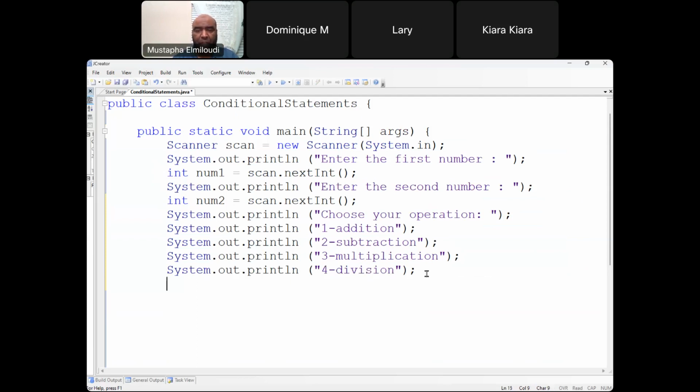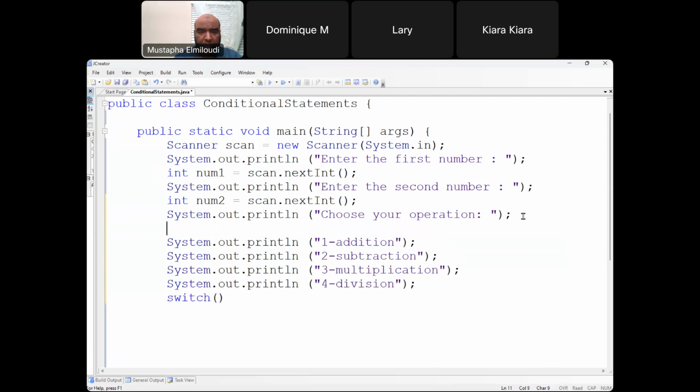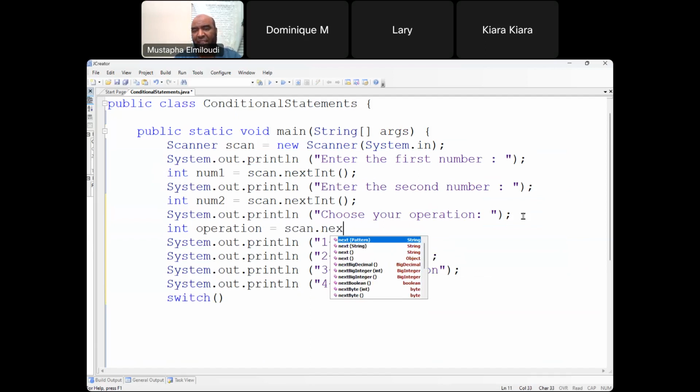Okay, now I'm going to use something called switch. You see it's in blue. Everything that is blue is a keyword, a reserved word. It's like a keyword that has a special meaning in Java. And then I put the parentheses, and then I'm going to put the variable that will be tested, which is, in this case, the operation. I'm going to put right here, choice. What I'm going to call it, operation. That's scan.nextInt.